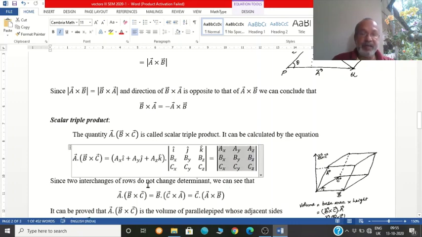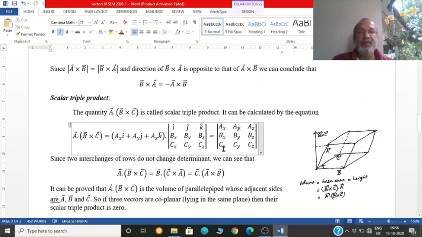3 by 3 matrix. In the first row, components of A will come, in the second row, components of B will come, and in the third row, components of C will come. You know that if you interchange two rows, then the determinant changes sign. So if you make one more interchange of rows, then again a negative sign will come, so the determinant remains unchanged.